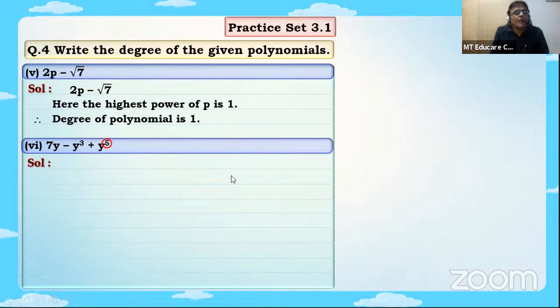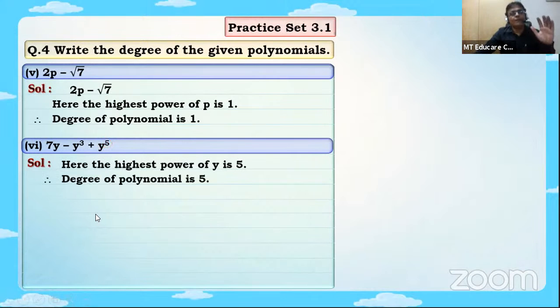Again, look at the highest power. Highest power is 5. So we write here the highest power is 5. Therefore, the degree of the given polynomial is 5. You don't write highest degree. This is a common mistake students commit. Degree itself is highest. When we write power, we say highest power. Okay, so don't do that. If you got both the sums right, pat yourself, good job.